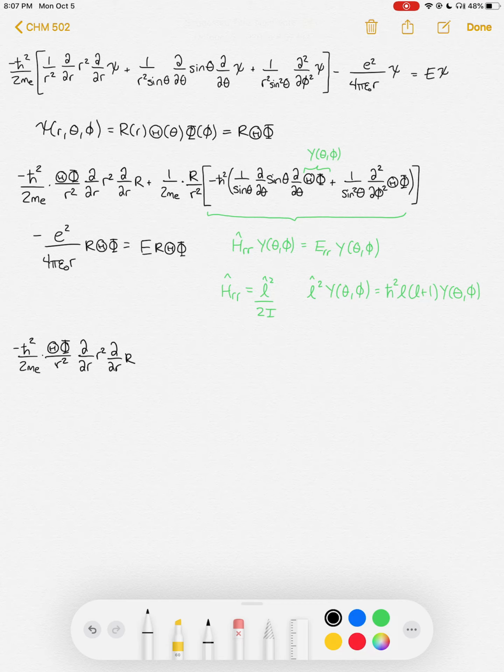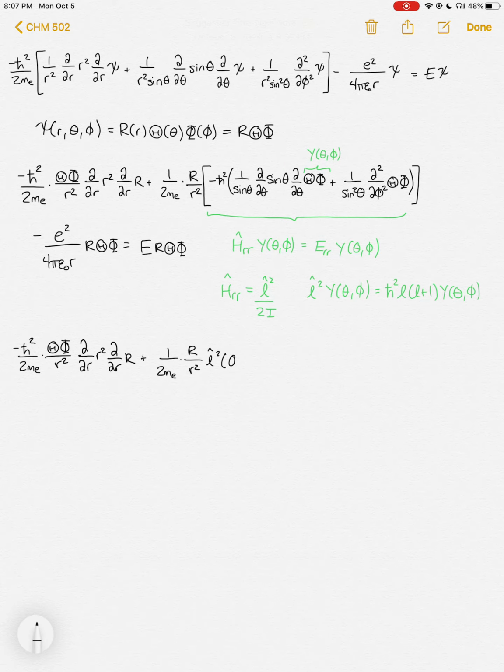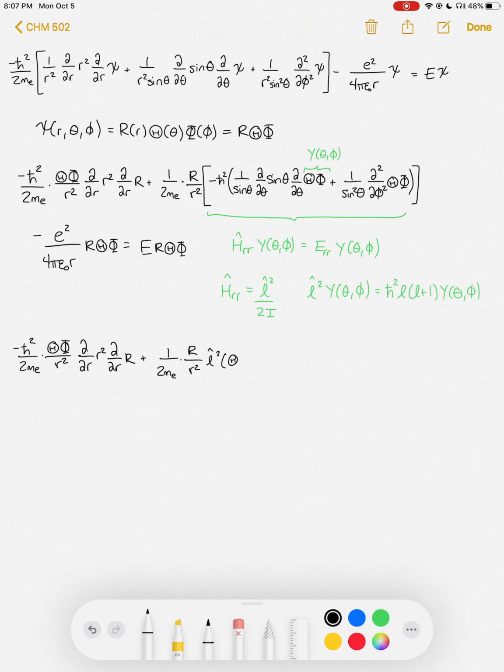And then this is plus 1 over 2me r squared. And then we're going to replace this whole term in the brackets with L squared operating on theta and phi. And when we operate on theta and phi with L squared, what do we get? Well, we always get h bar squared l(l+1). So I'm going to go ahead and erase this and write in h bar squared l(l+1) times our functions of theta and phi.